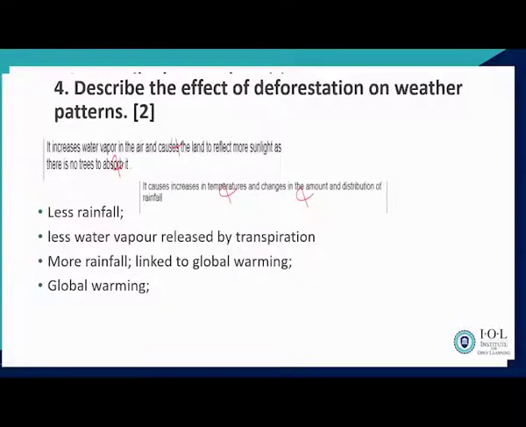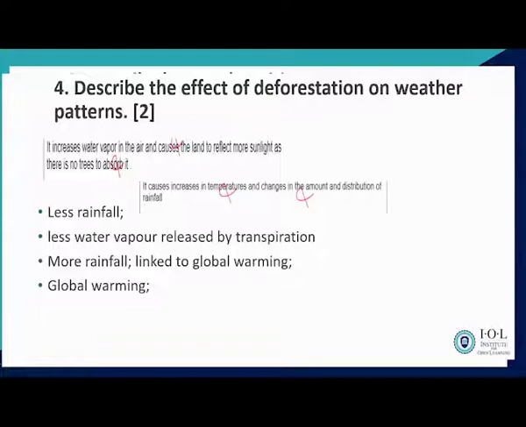Example number 4 that I have provided for you is: describe the effect of deforestation on weather pattern. The student responded, it increases water vapor in the air and causes the land to reflect more light as there is no tree to absorb it. Okay? Trees are not absorbing water vapor. Trees are taking in carbon dioxide.